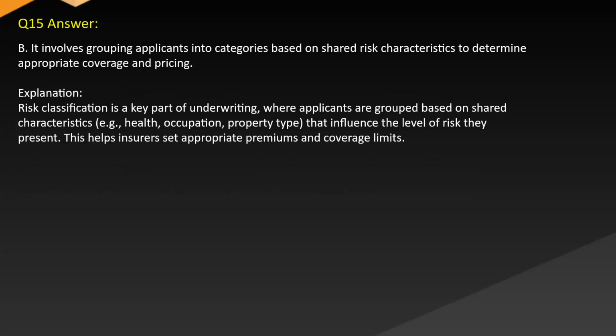Answer B. It involves grouping applicants into categories based on shared risk characteristics to determine appropriate coverage and pricing. Explanation: risk classification is a key part of underwriting where applicants are grouped based on shared characteristics, e.g. health, occupation, property type, that influence the level of risk they present. This helps insurers set appropriate premiums and coverage limits.